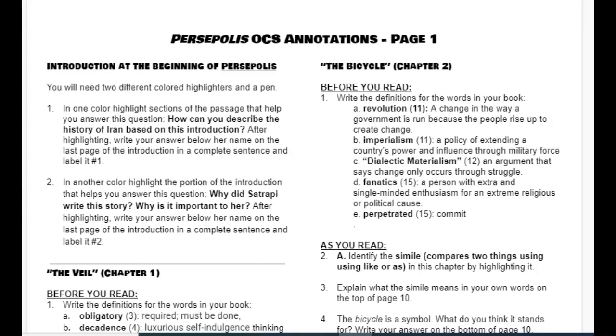Hi, Isaac. So I want to explain to you what you're going to do as far as your annotations are concerned for Persepolis. Annotations are notes that we make in the book. The notes that we make in the book will help us understand what we're reading later on. This first section we're going to be doing together in class.